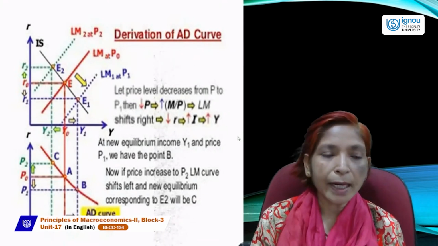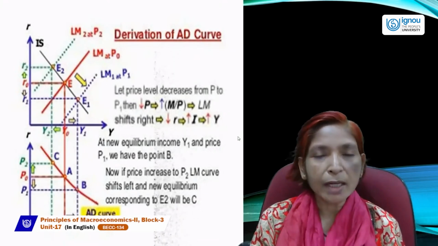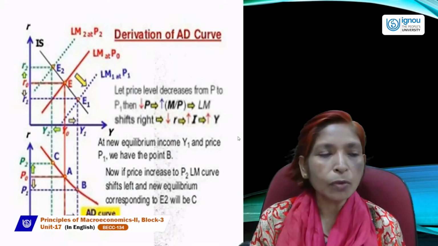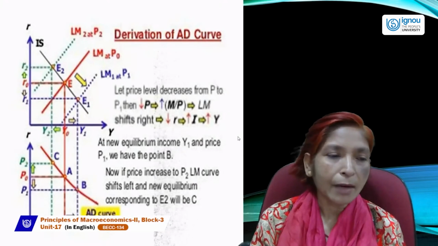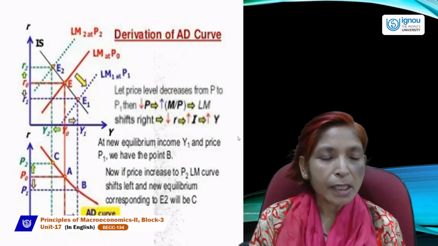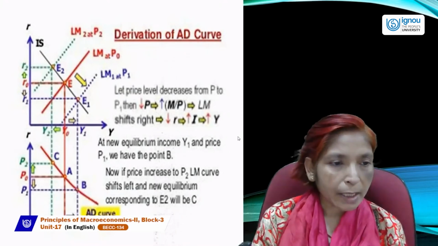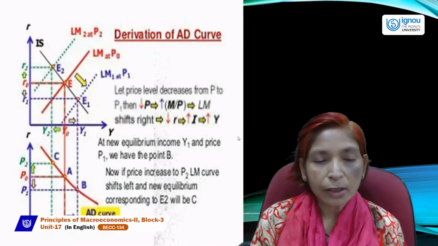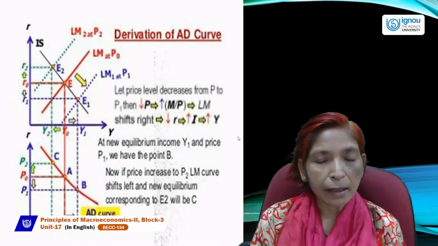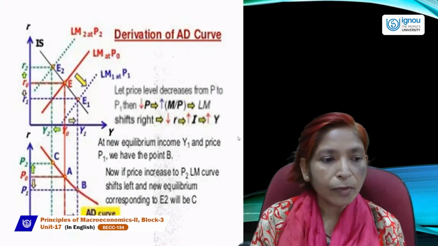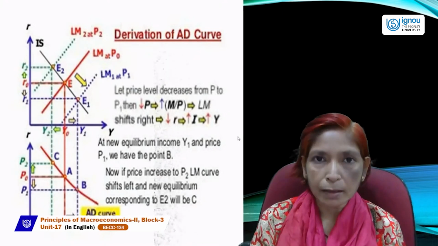So here we get three equilibrium points. One is E, another is E1 due to the rightward shift in the LM curve, and E2 when the LM curve shifts to the left-hand side. So we get these three points. And if we draw another curve simultaneously and take these three equilibrium points and the level of income on the other diagram, then we can derive the aggregate demand curve.